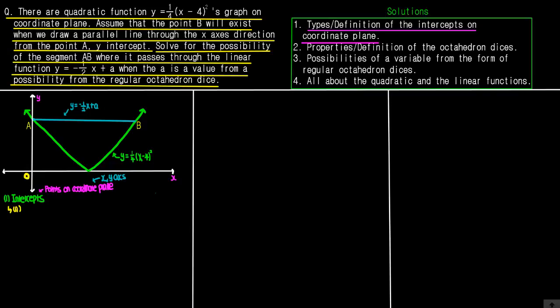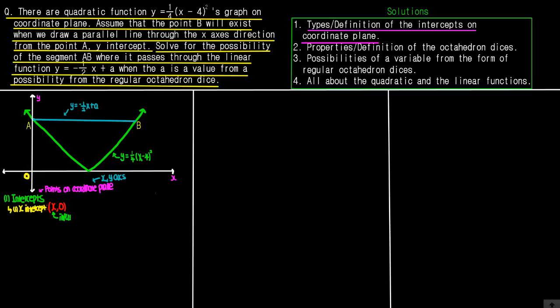The first case, or the first type of intercept, is the x-intercept. We know the definition of an intercept is a point on the x or y-axis. An x-intercept means the point is on the x-axis, which means if you convert this into a coordinate, it is going to be (x, 0).